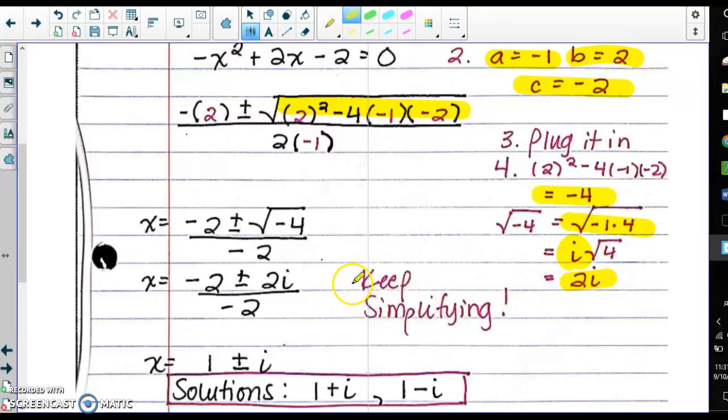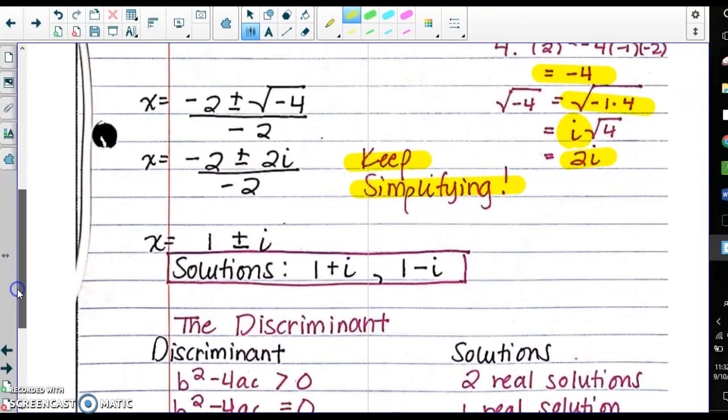And you can keep simplifying because you don't have any radicals. You can just reduce this fraction by finding a common factor. What do negative 2, 2, and negative 2 have in common? They all share negative 2. Okay, so you're going to divide everything by negative 2. This is going to give me a positive 1. This is going to remain plus or minus because when you divide by negative 2, the signs are still going to come out plus or minus.